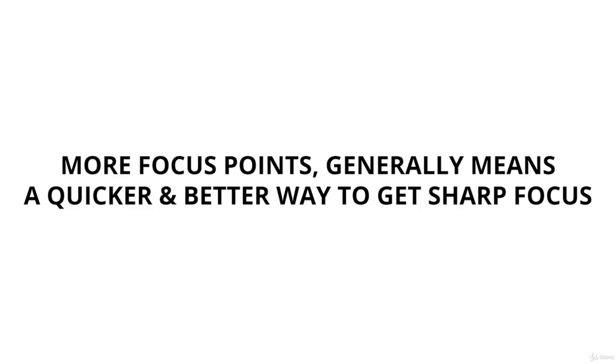Some cameras have lots of points, with the best professional cameras having over 100, while more entry-level cameras have between 5 to 20. More usually means your camera will be better at autofocusing, but it doesn't mean you can't get perfectly sharp images with a cheaper camera.